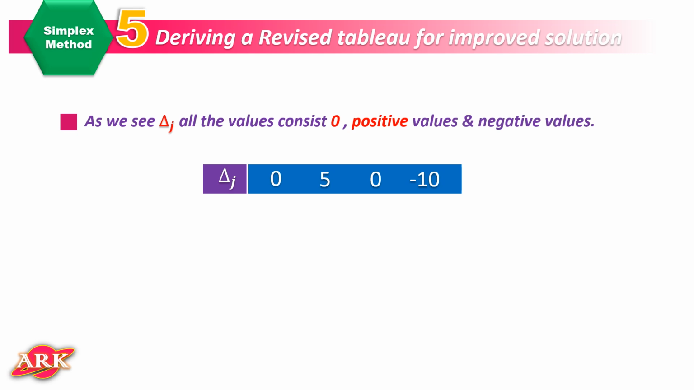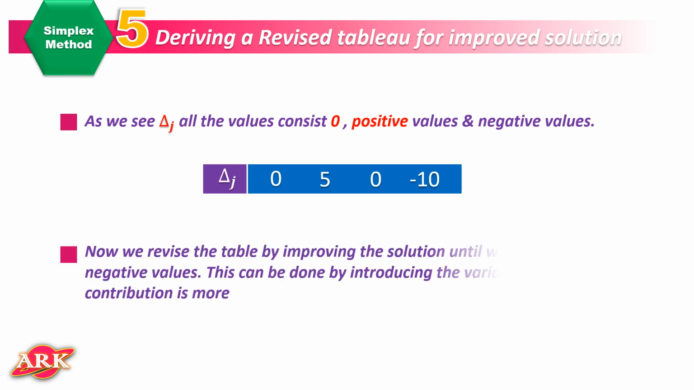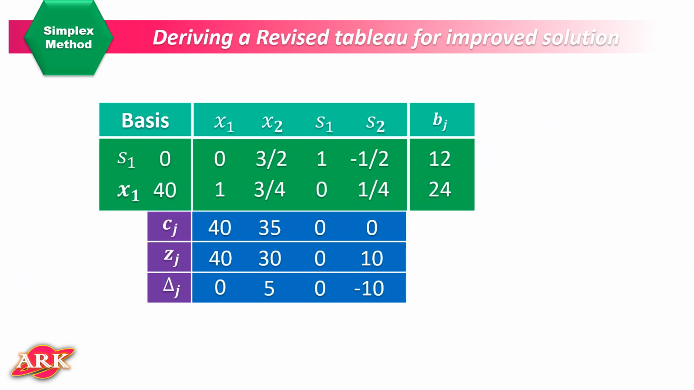Now, as we see, the delta J values consist of 0, positive and negative values. So, we have to revise the solution further so that we can get zero and negative values. This can be done by introducing the variables whose contribution is more. Now the iterative process continues. You can see here 5 is the maximum profit. Let this be the key column.